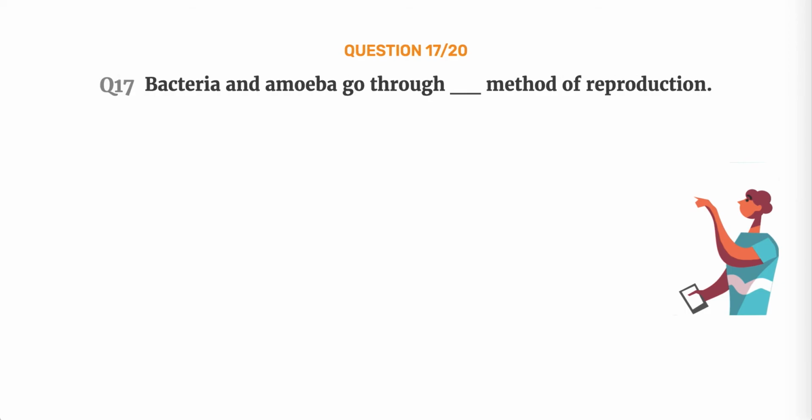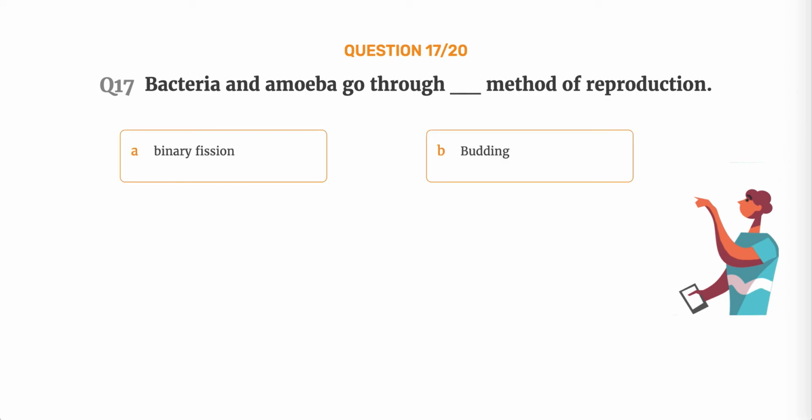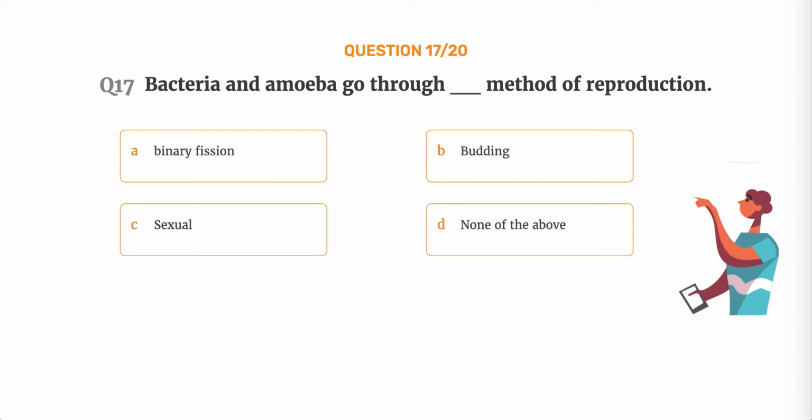Question number 17. Bacteria and amoeba go through _ method of reproduction. Option A, binary fission. Option B, budding. Option C, sexual. Option D, none of the above.